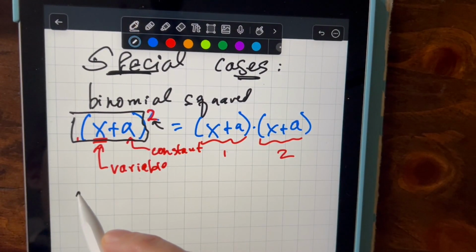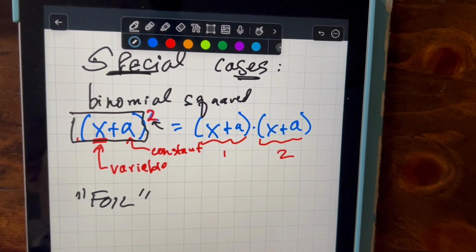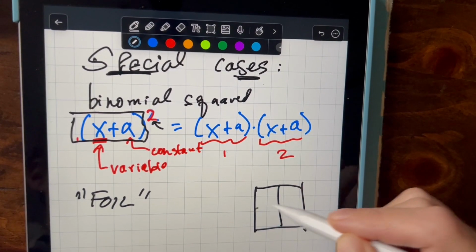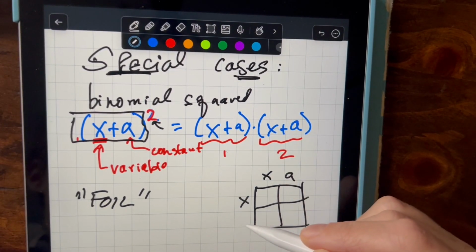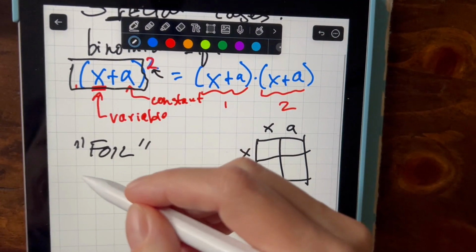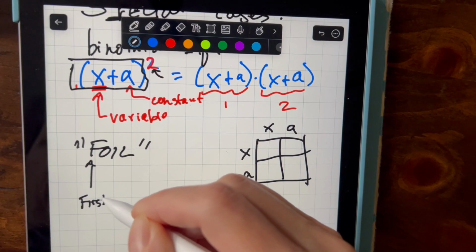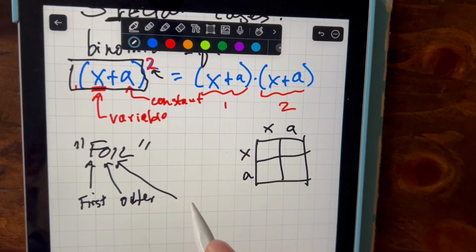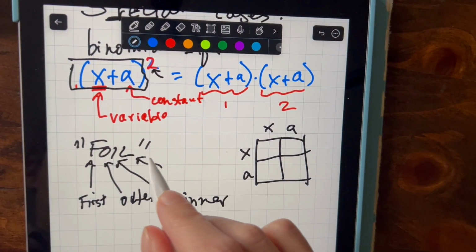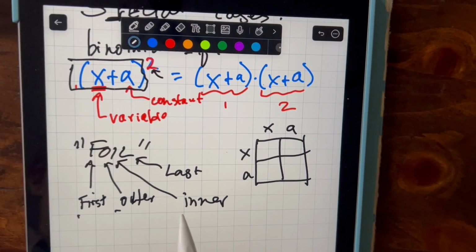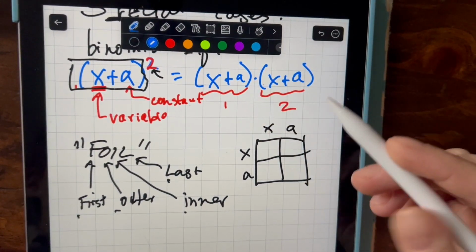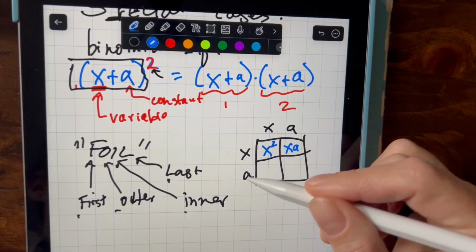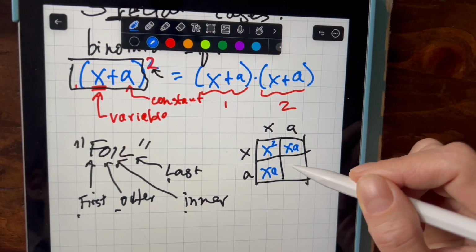Now, the FOIL, remember this? You could also put it in the square. Remember multiplying in the square. X, a, and we're multiplying. Remember, this is first, outer, inner, last, FOIL. You're multiplying. So x times x is x squared. X times a is xa. X times a is xa. A times a is a squared.